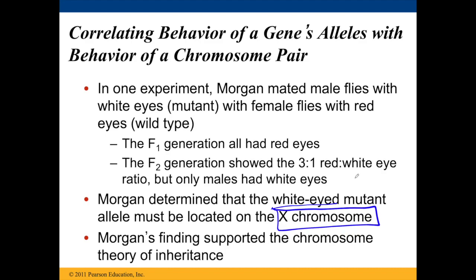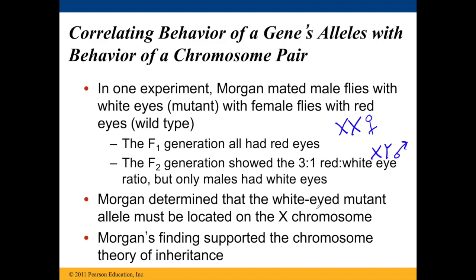So fruit flies are kind of like us, in that in humans, the main thing that determines biological sex is the sex chromosomes. In humans, a biological female has 2 X chromosomes. A biological male has 1 X and 1 Y. Turns out fruit flies are the same. In a fruit fly, a female fruit fly has 2 X chromosomes, and a male fruit fly has 1 X and 1 Y.